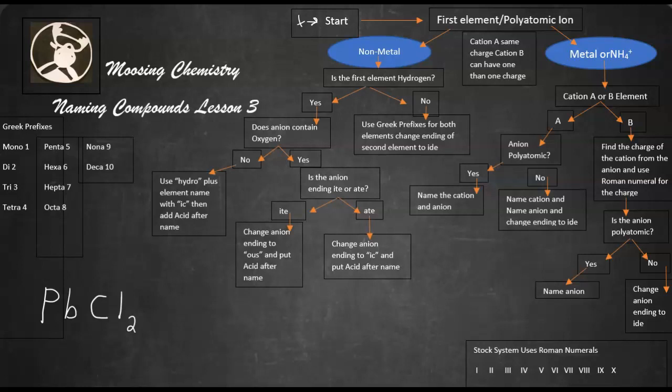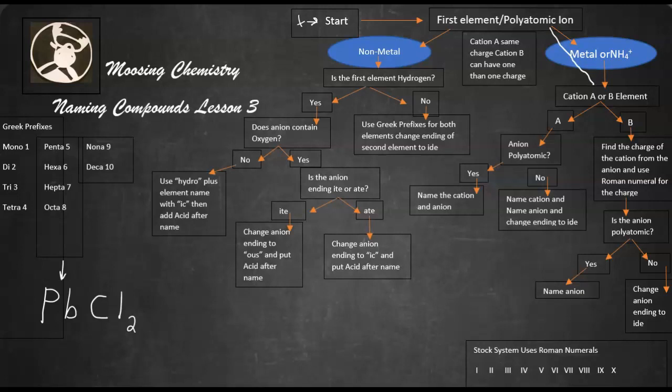Now, the first element or polyatomic ion, is it a nonmetal or a metal? Obviously, Pb is not a polyatomic ion, it's an element, and it's a metal. So we're going to follow the orange arrow here down into the metal. Is it a cation A or cation B?